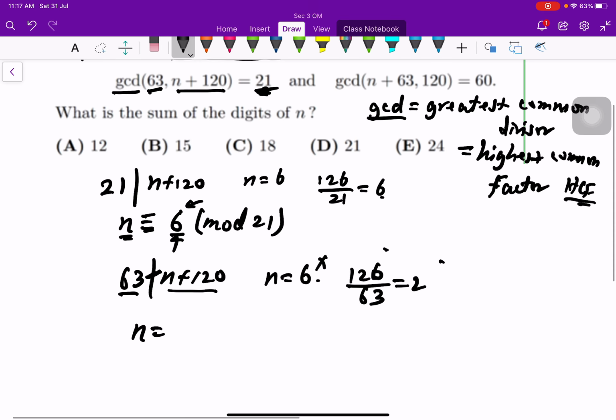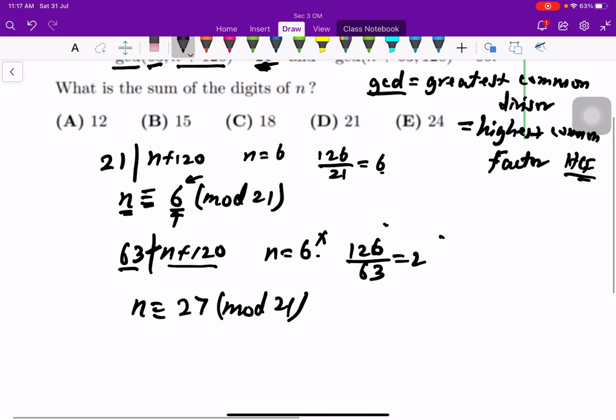That means I can say that n is congruent to 27 modulo 21. Understand? Okay, then in this case, can you see that 27 plus 120 will be 147. 147 is not divisible by 63, obviously. Right? Therefore, this is okay. Therefore, you may push a little bit more, right?